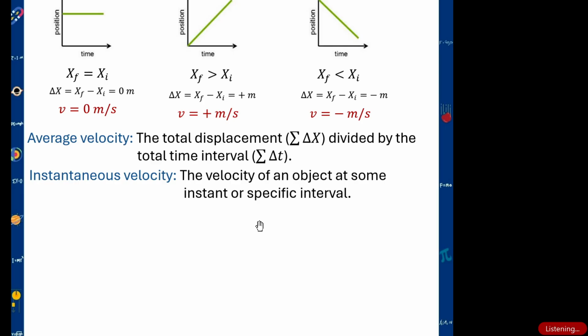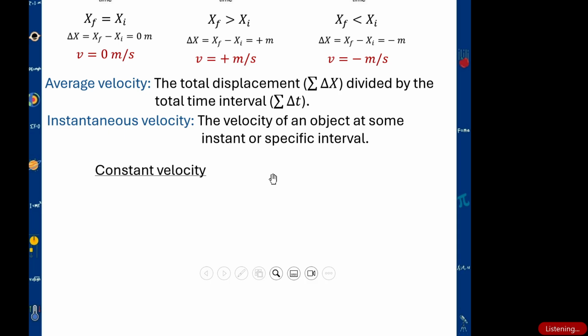But the instantaneous velocity, this is the interesting part. The instantaneous velocity is the velocity of an object at some instant or specific interval. Coming back to our example, if you moved from your home to the park, and then from the park to the work, there are two different velocities. Each one of them is called the instantaneous velocity. We call them V1 and V2. Let's see an example.